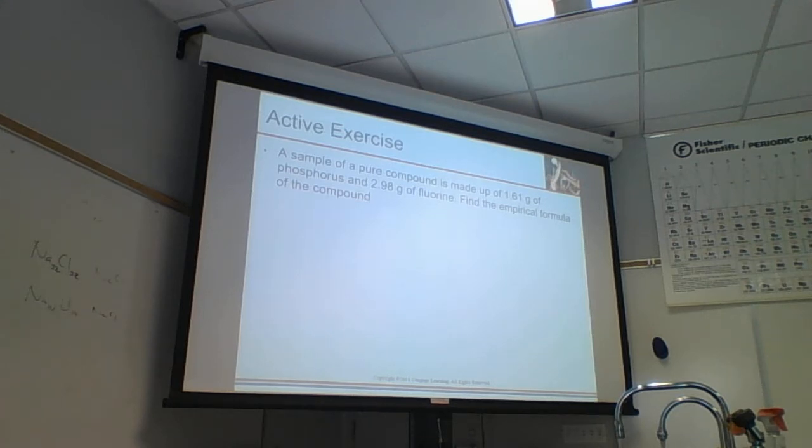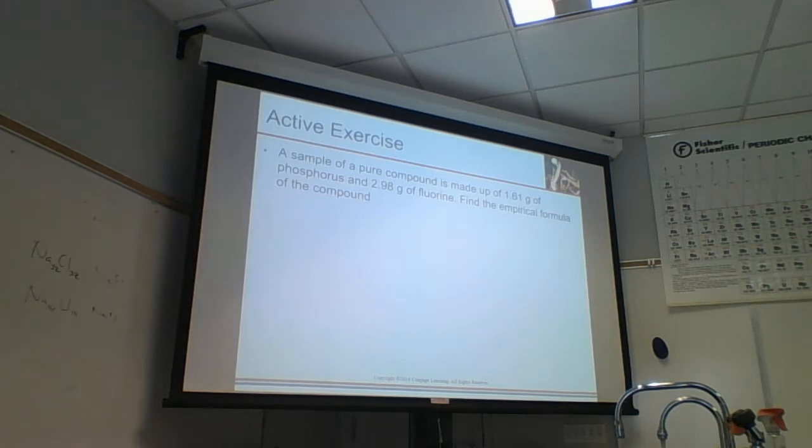That's assuming there are only 2 components in the sample, phosphorus and fluorine. Oh, did I get this right? Is it F or F2? F2. It's F2? So if I have a sample like this, it consists of phosphorus and fluorine, F2.